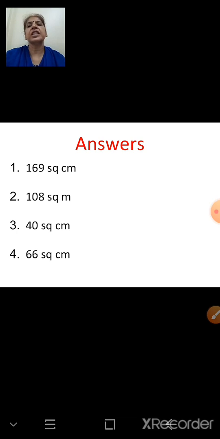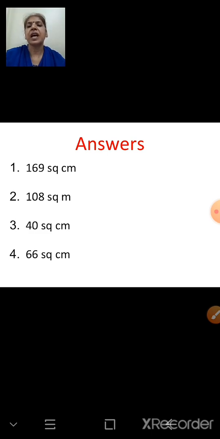Okay, now children, check your answers. If your answer is correct, put tick. First answer is 169 square centimeter. Side of the square was 13. So area of square will be 13 into 13. Square of 13 is 169. And unit of area is square. So it is 169 square centimeter. If you got this answer, put tick.